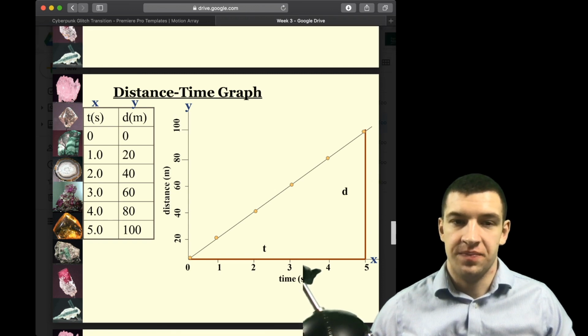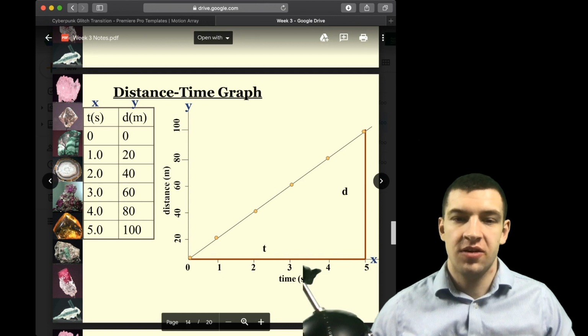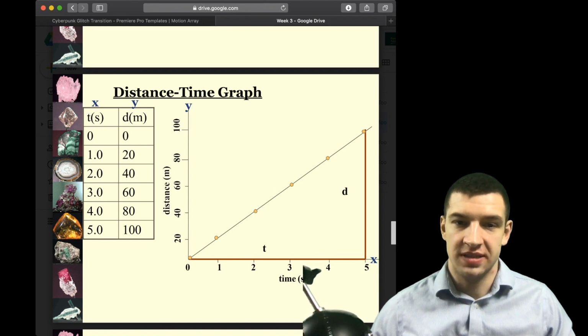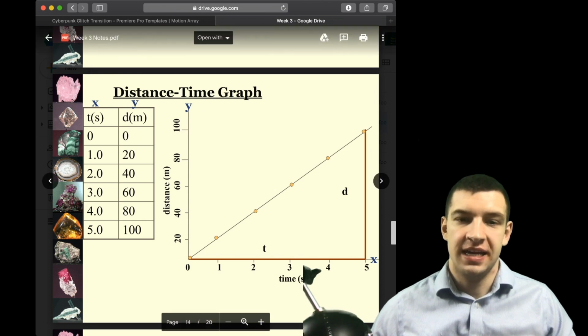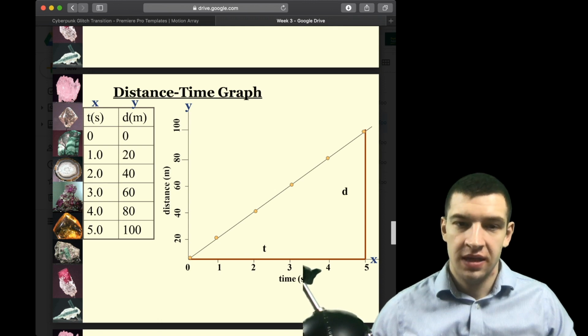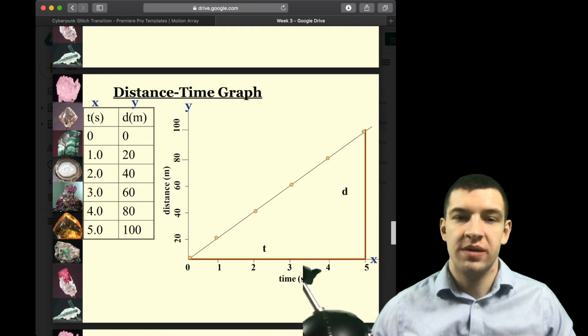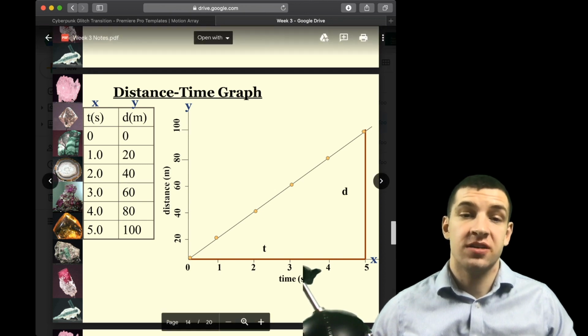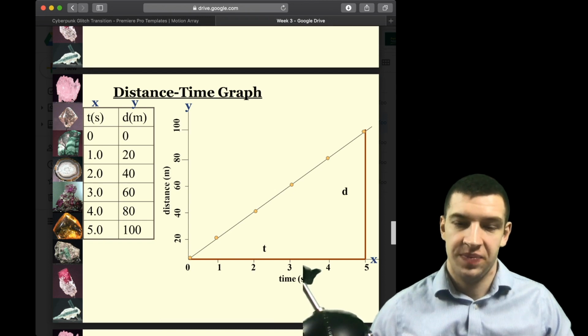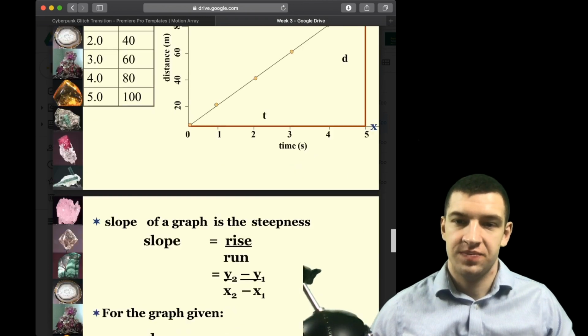So time 0, distance 0. Because no matter how fast he's going, at time 0, you're going to start at 0 distance. The next spot would be 1 second. In 1 second, he travels 20 meters. The next second, he travels another 20 meters. So the total is 40. And it goes up and up and up. Now, I bet from just looking at this graph that you're totally able to understand how fast this guy is going. Meters per second anyway. But let's do it here.